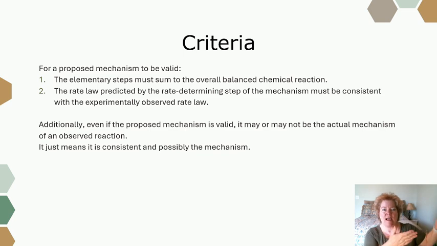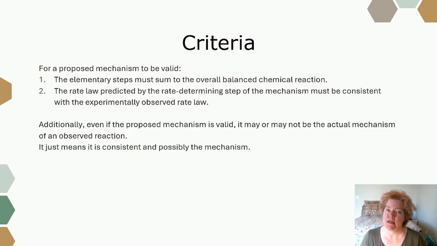In other words, I've got a reaction, and my individual steps have to start with the same reactants and end with the same products overall in the same quantities. I can add them just like I'm adding algebra expressions, together in the same way. And then the rate law predicted by the rate determining step of the mechanism has to match the experimentally observed rate law.